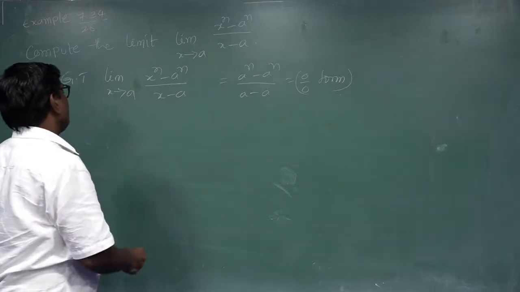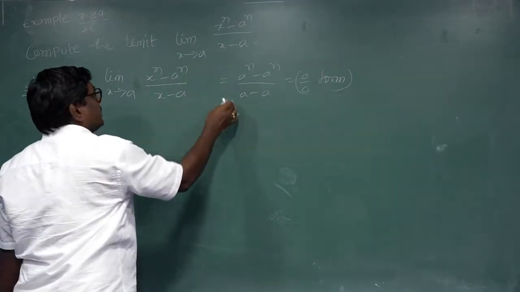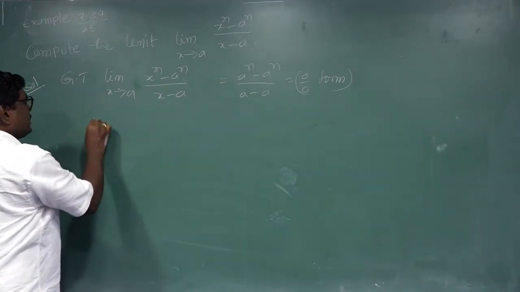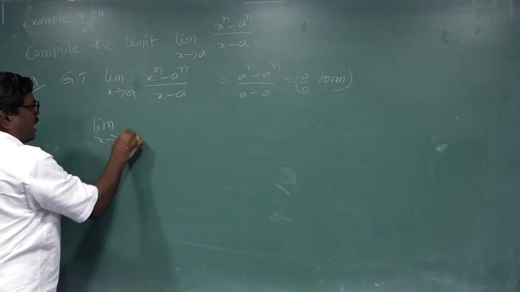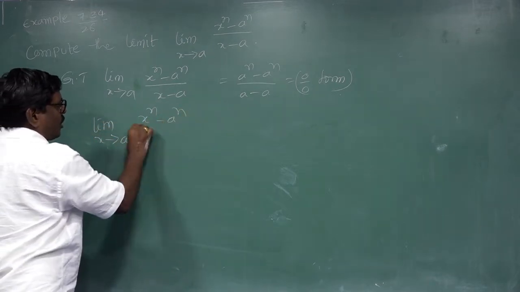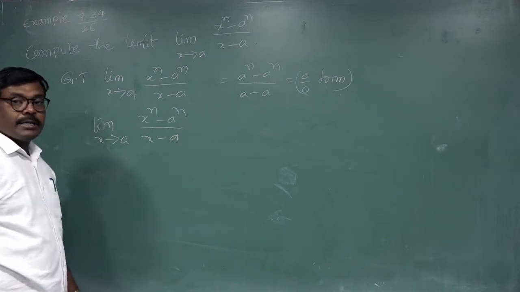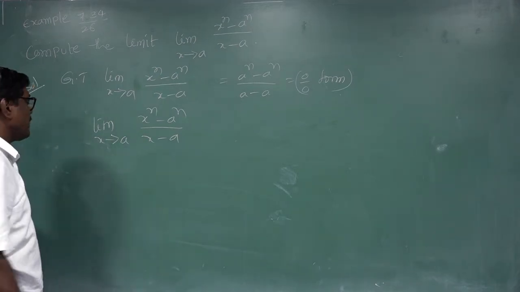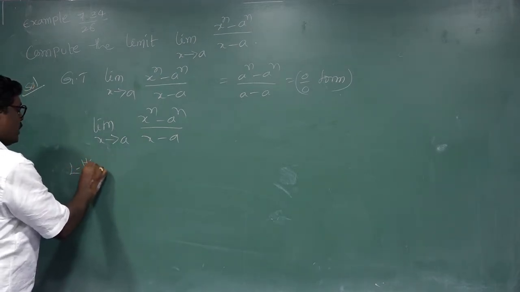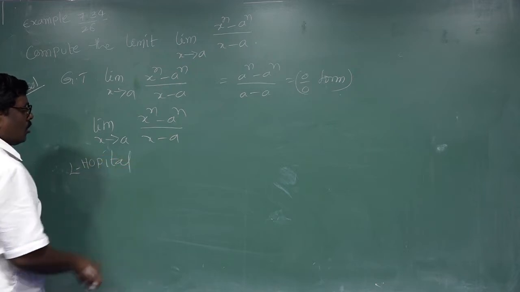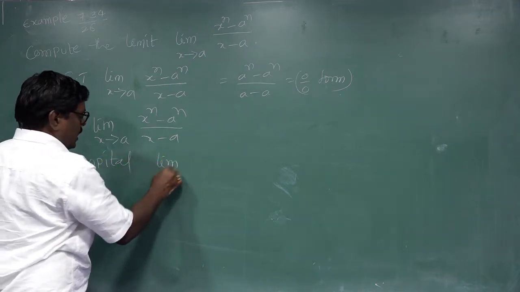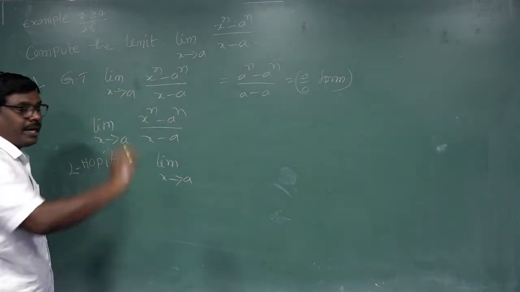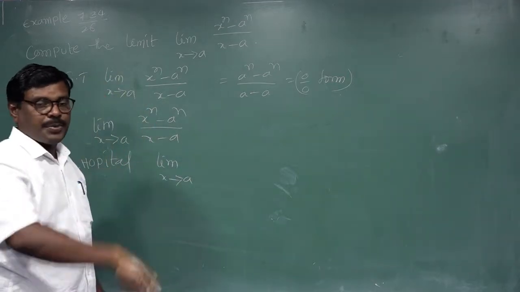For this indeterminate limit as x tends to a of (x^n minus a^n) by (x minus a), we use the L'Hospital rule: the limit as x tends to a, with the numerator and denominator differentiated separately.